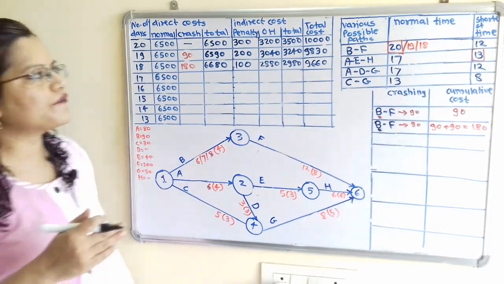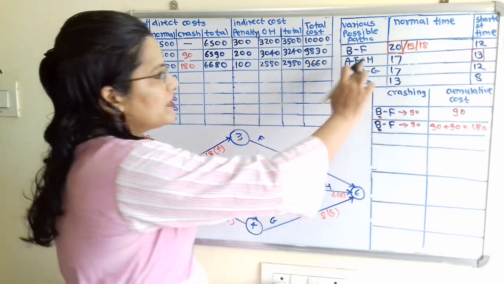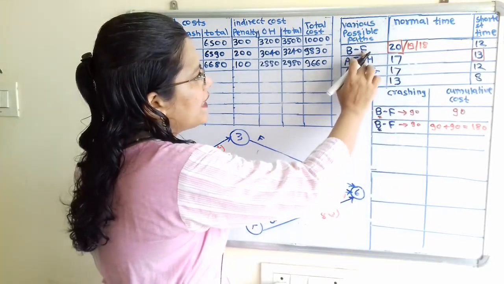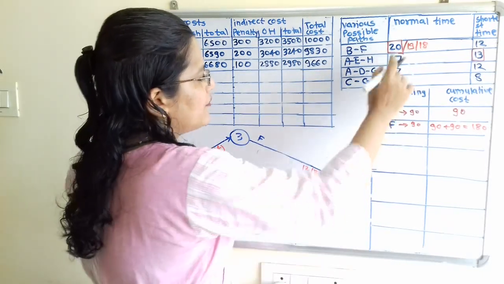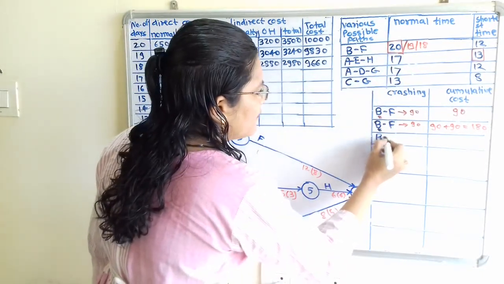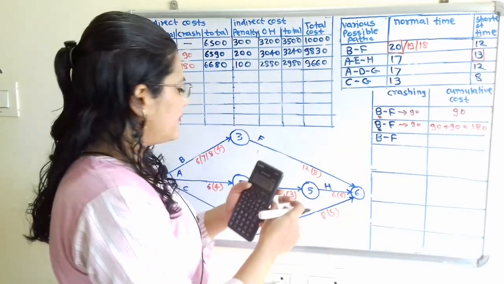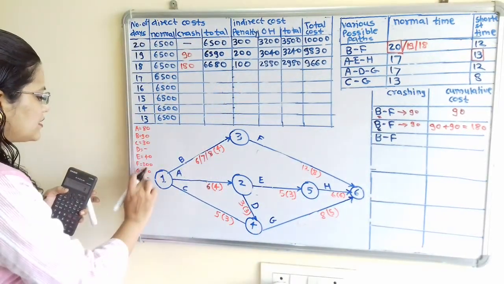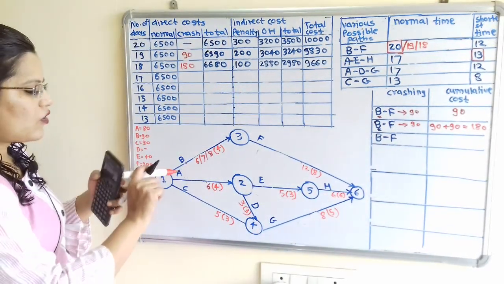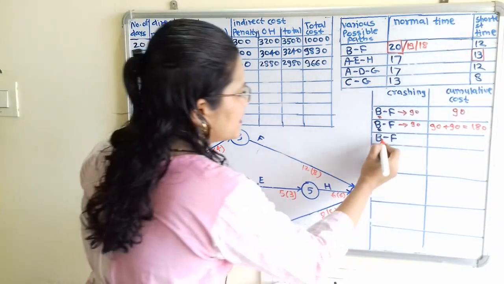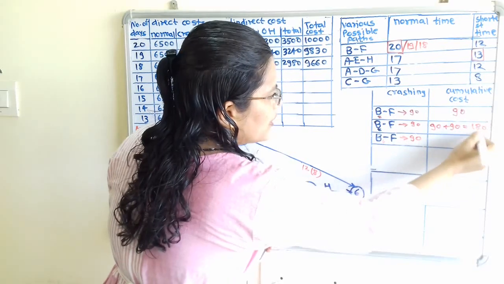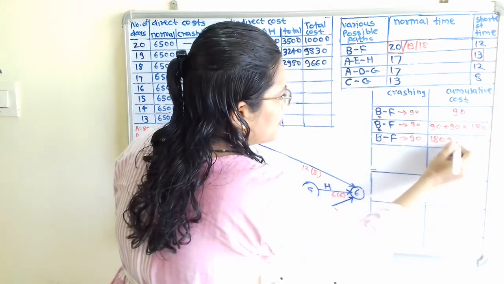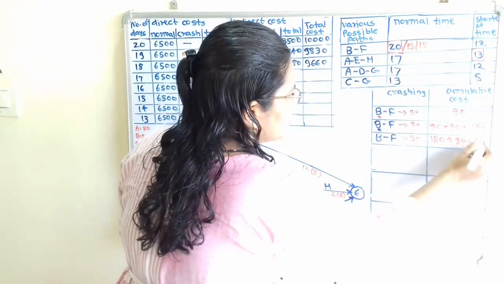So for that again we have to select the path. So if we observe this activity BF is having the maximum number, that is 18. So we will again select this B to F. So for B to F, in between B and F, this B is having less cost. So I will select this activity B for rupees 90. So what is the total cost? That is cumulative cost, previous 180 plus 90, that is equal to 270.